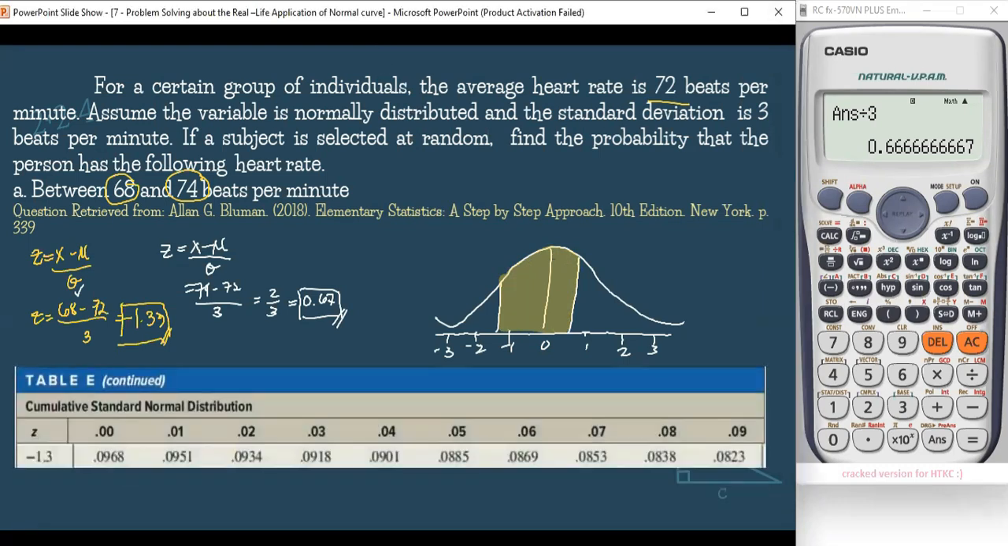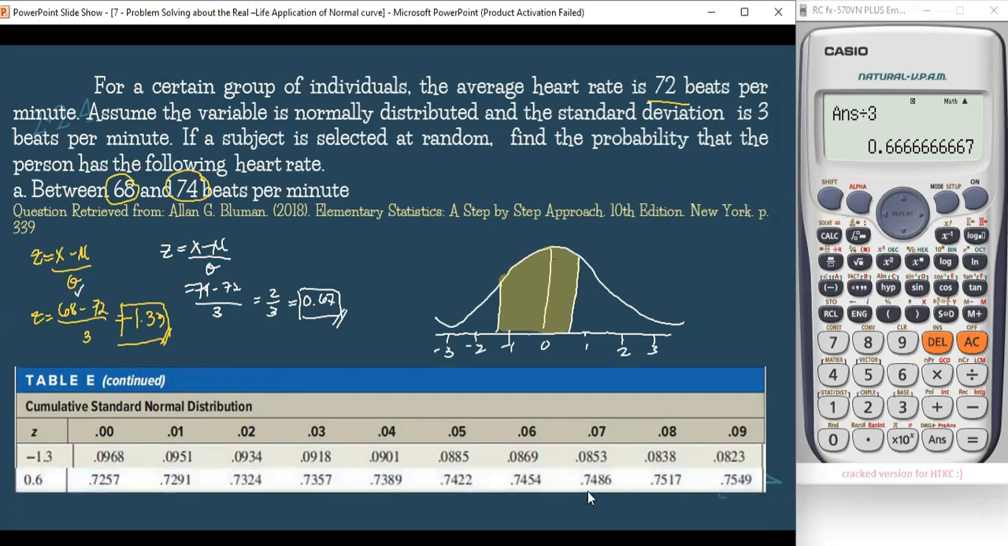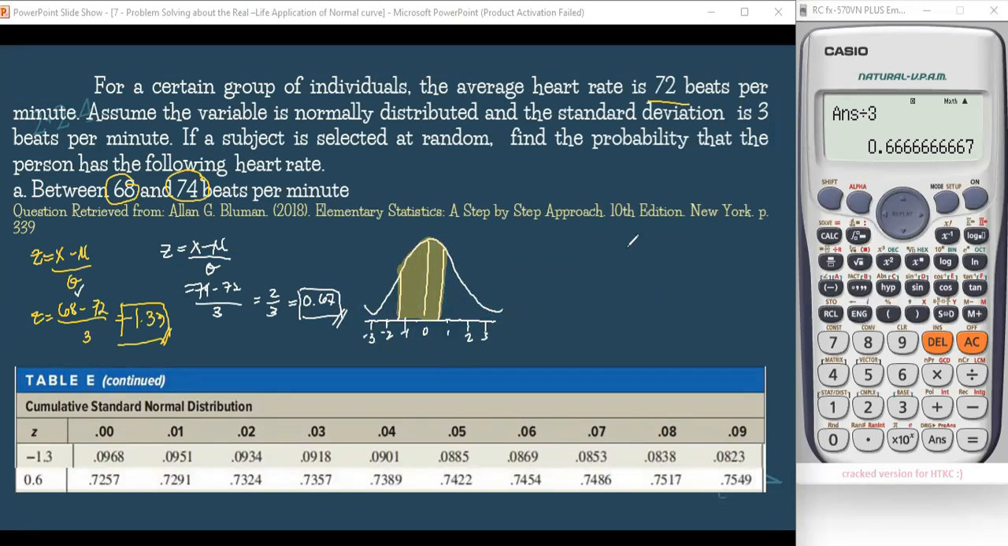So looking through our table, for negative 1.33, we have 0.0918. So that is the value. And for 0.67, that is 0.7486. So let's write that down. So the probability of z greater than negative 1.33 but less than 0.67 is equal to 0.7486.